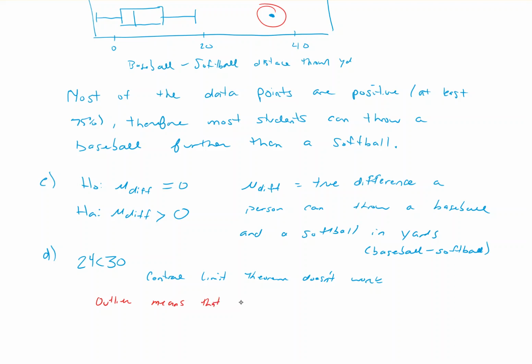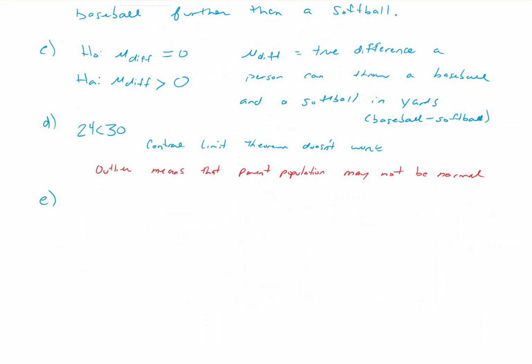that the parent population, right, the population of all differences, might not be normal. It could be bimodal. It could be something where there's a significant skew. We just happen to see one outlier, but maybe there's a weird skew. So we don't really know what the parent population is, but that outlier means the parent population may not be normal. And if it's not normal, and we haven't gone out to at least 30 people, then we have a problem.